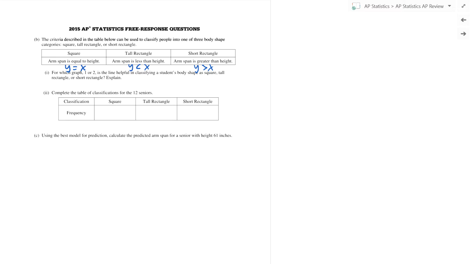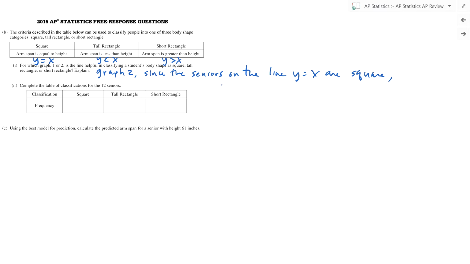Okay, so for which graph is the line helpful in classifying the student's body shape as square, tall rectangle, or short rectangle? Explain. Well, clearly, graph 2, since the seniors on the line y equals x are square, those above the line are what kind of people?